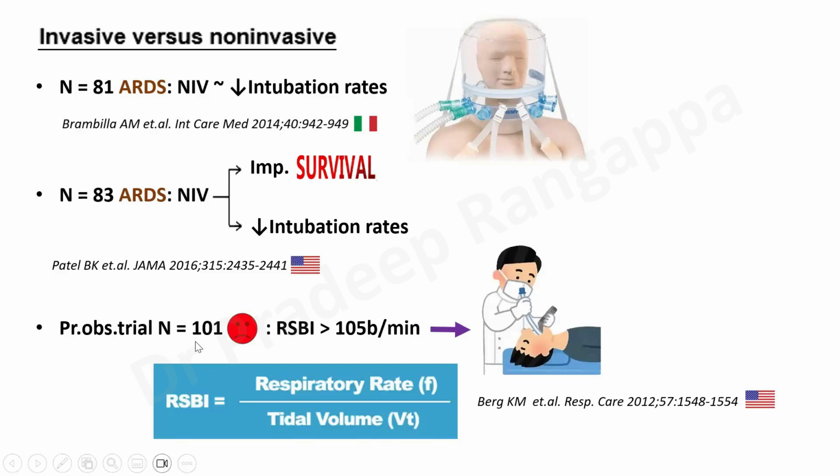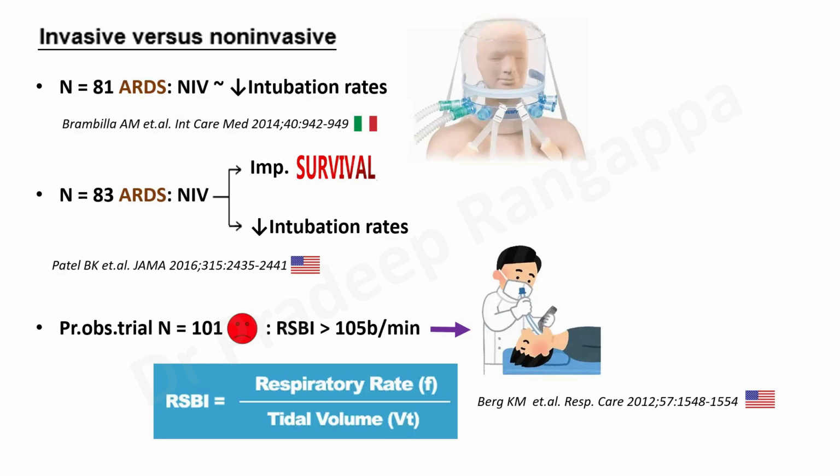This was a prospective observational trial where they looked at 101 patients. They looked at rapid shallow breathing index as an index of NIV success or failure. I'm sure most of our listeners would know RSBI, which is used as a weaning index. RSBI is respiratory rate divided by tidal volume. If RSBI is more than 105 breaths per minute, then it is an indication that possibly the patient is failing NIV and they need to be intubated. So this gave some direction that NIV could be tried, and if the patient is failing with an objective measure of the RSBI, then go ahead and intubate.